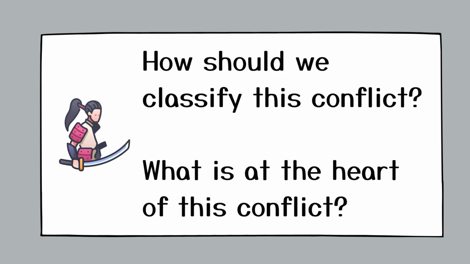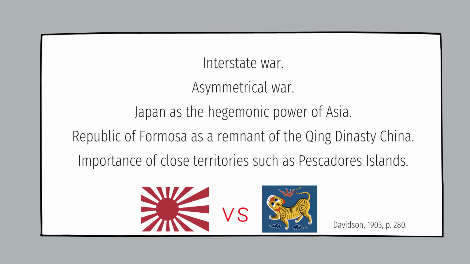First, how should we classify this conflict? And second, what is at the heart of this conflict? First of all, we have to classify it as an interstate war between the Empire of Japan and the Republic of Formosa. This is an asymmetrical war, since it is not a battle between two similar powers.